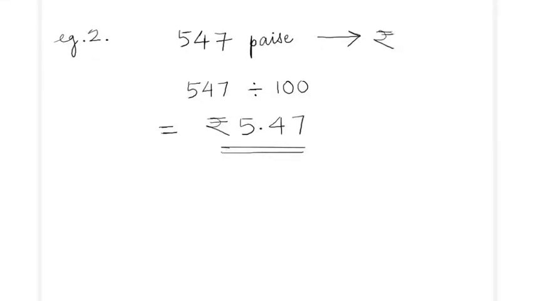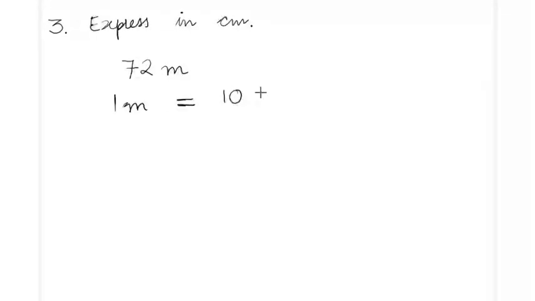Similarly, to express in centimeter, that is question number 3. Express in centimeter. All right. Now, let's say it's 72 meter. Now we know 1 meter is equal to 100 centimeter. Therefore, 72 meter will be equal to 72 multiplied with 100.